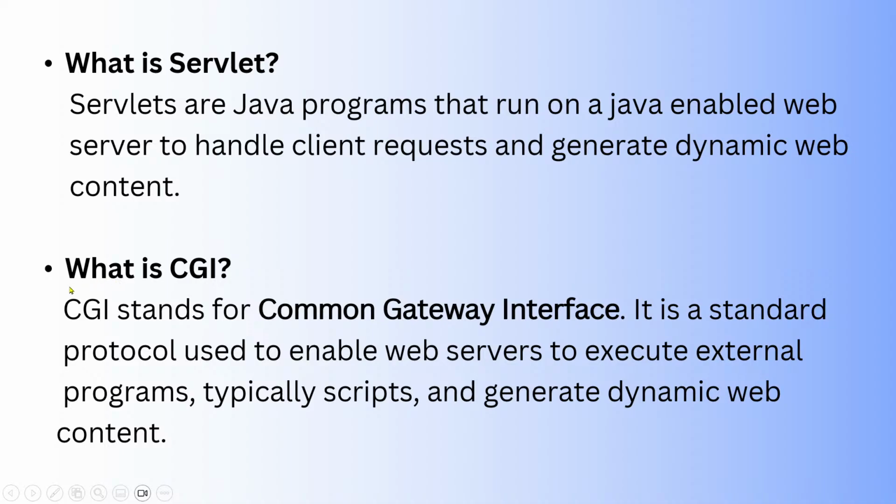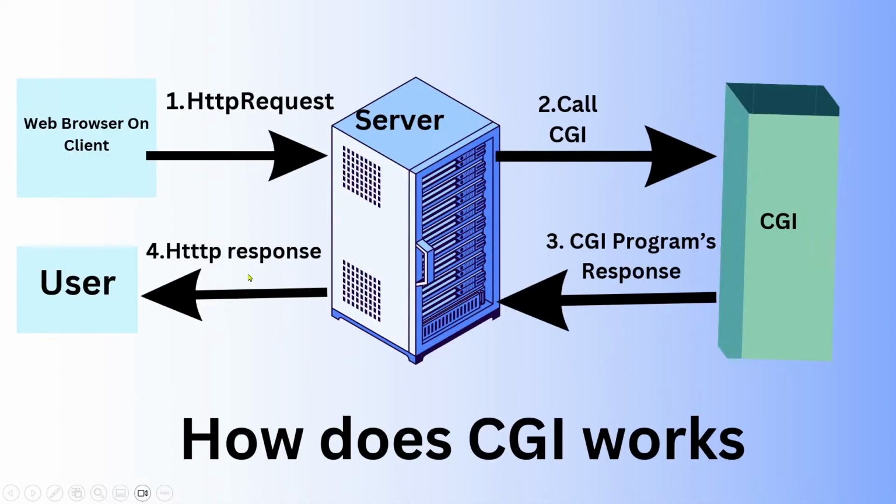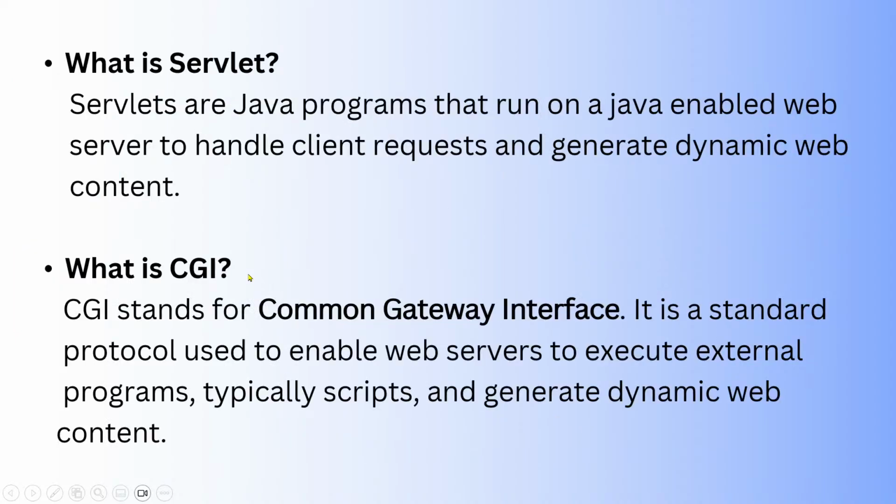Okay, so next point is CGI, that is nothing but the common gateway interface. So what is CGI? It stands for common gateway interface. It is a standard protocol and it is used to enable web servers to execute external programs, typically scripts, we can consider as JavaScripts, and generate dynamic web content.